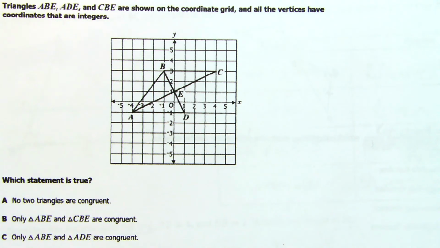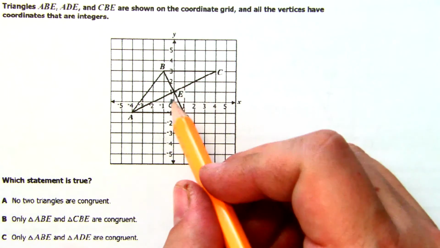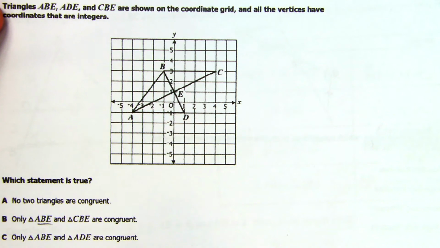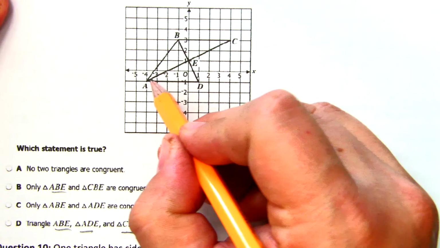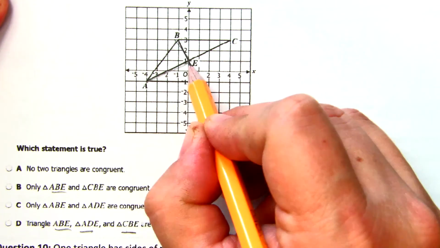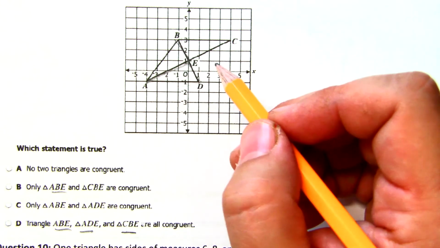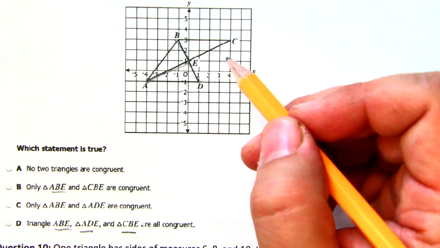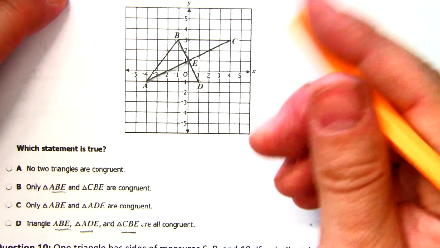There's a couple of different ways we can do this. We can do it by finding the lengths of the sides of the triangles. So the triangles that we're looking at are going to be ABE, ADE, and CBE. So ABE is right here. ADE is this one down here. And CBE is this one. So there's three smaller triangles. They certainly look congruent, and I'm going to say they probably are congruent.